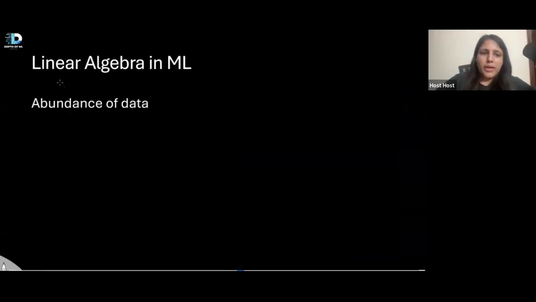So where does linear algebra come in ML? Where is the starting point of linear algebra in ML? First of all, understand that we now have an abundance of data. When digitalization was not happening, maybe we did not have digitalized data, but once computers and the internet came in, everything that is on screen on your computer is data, right?